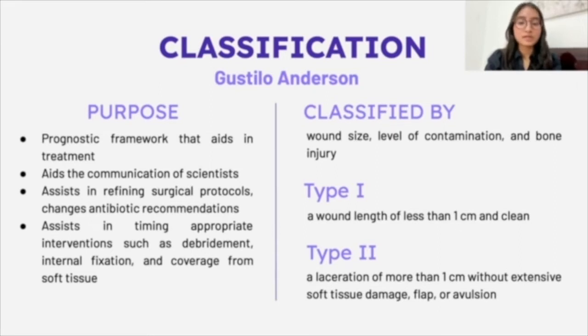In Gustilo-Anderson classification, fractures are grouped based on wound size, level of contamination, and bone injury into 3 categories. Type 1 is an open fracture with a wound length of less than 1 cm and clean. Type 2 is an open fracture with a laceration of more than 1 cm without extensive soft tissue damage, flap, or avulsion.